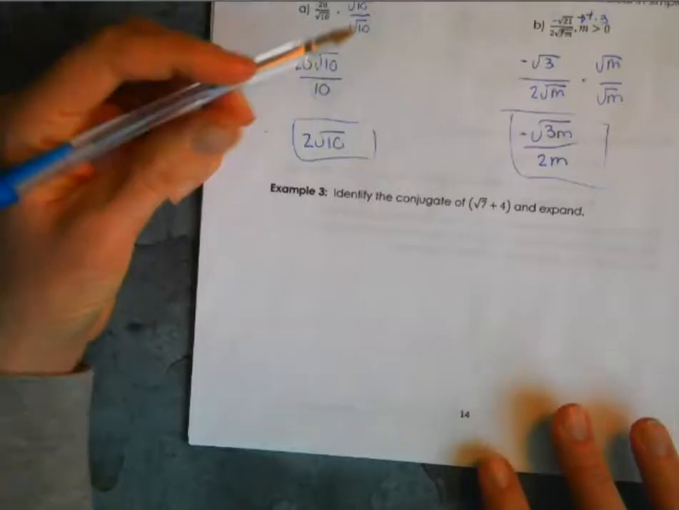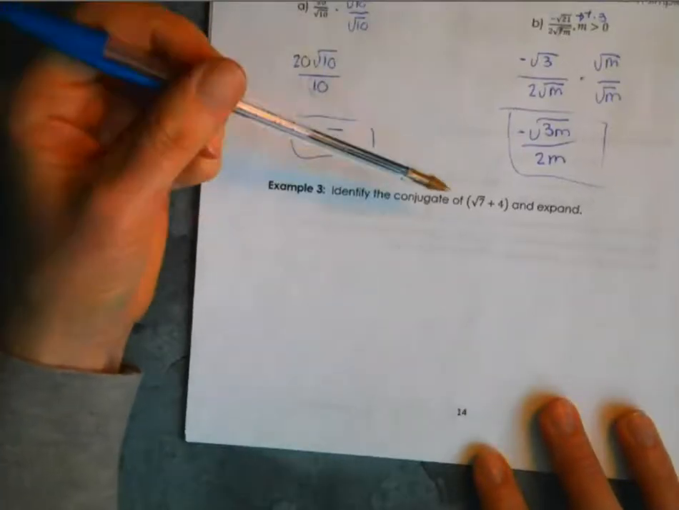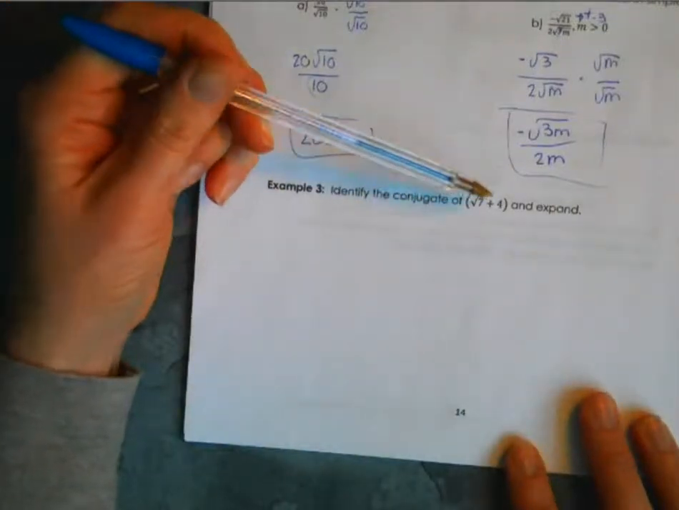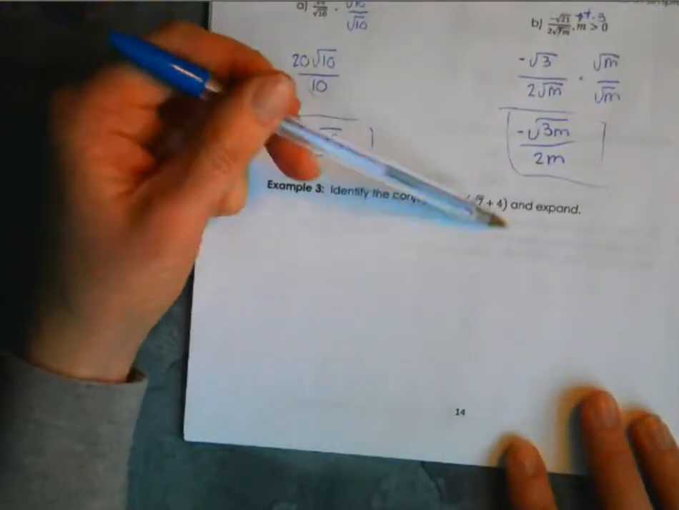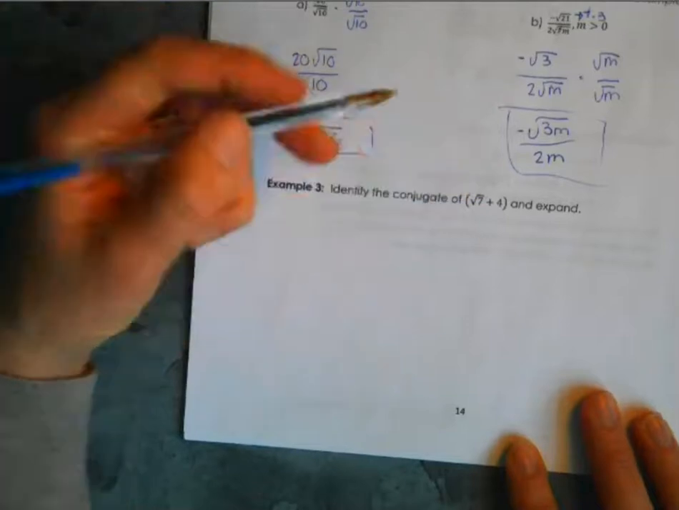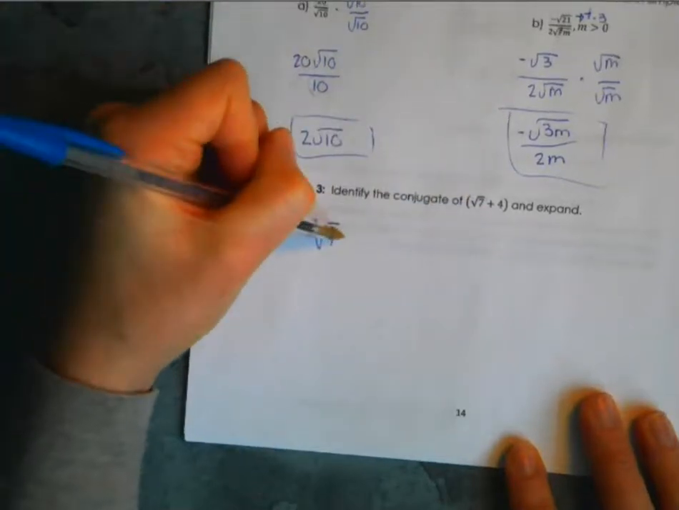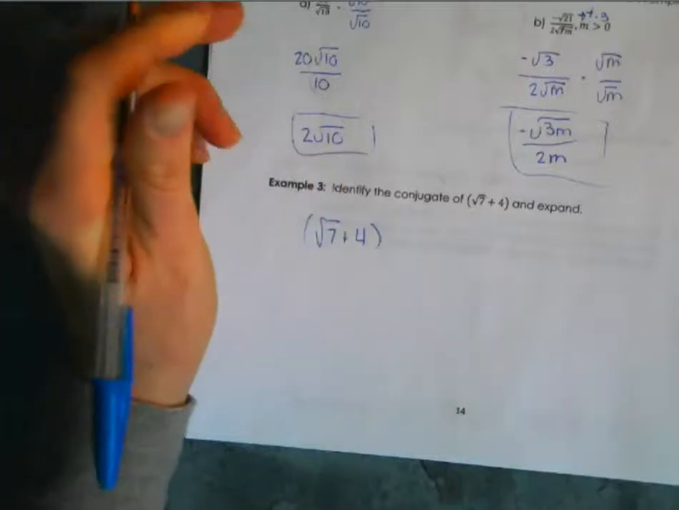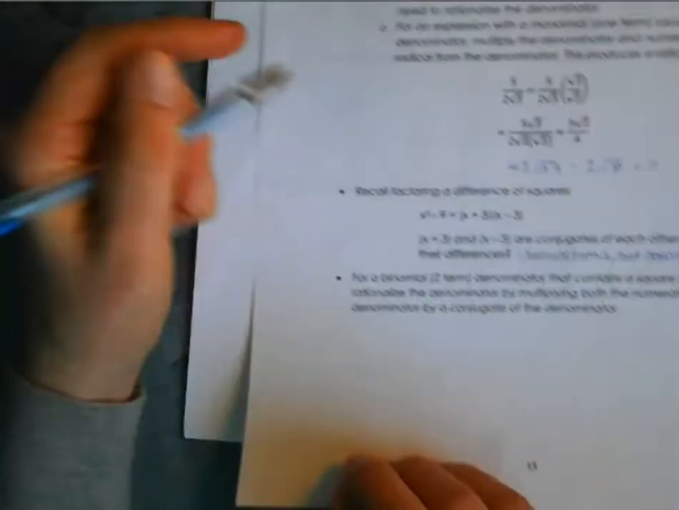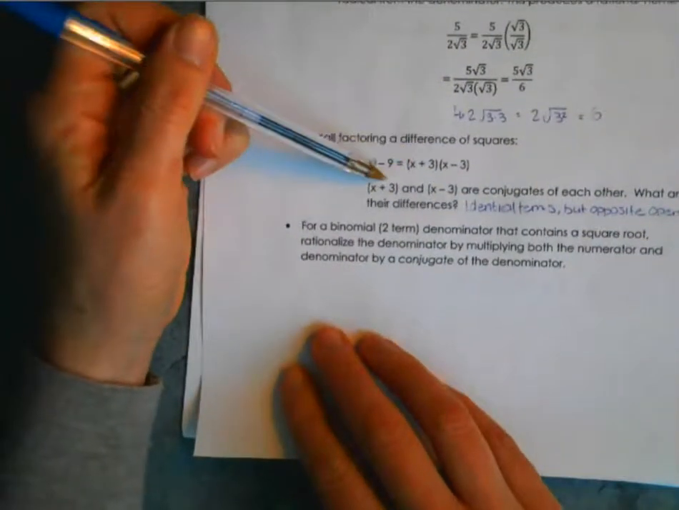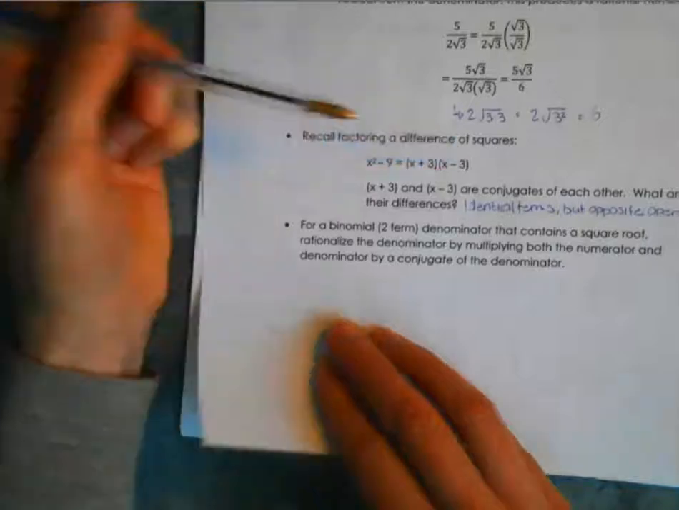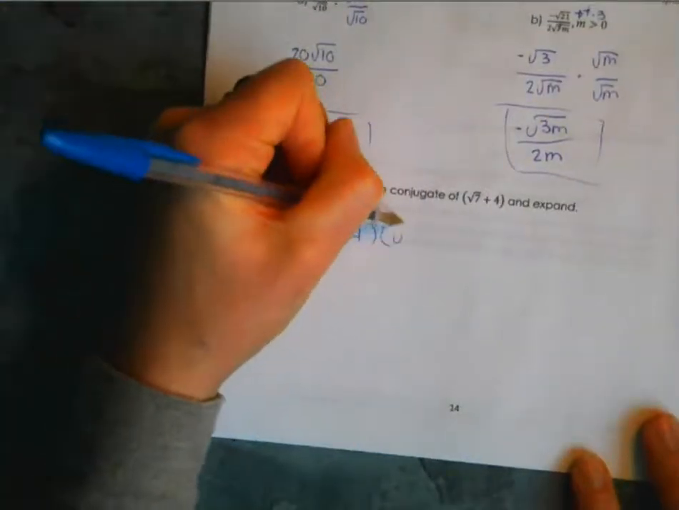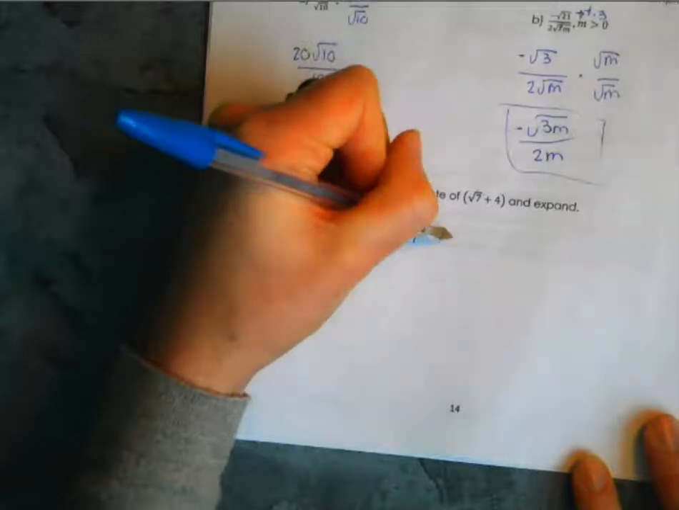Okay, so now we're going to look at that step that's a little bit more complicated that I talked about, which is looking at a conjugate. So let's first of all work on what is a conjugate. If we have root 7 plus 4, what would be our conjugate of that? So if you remember on our previous page, the conjugate of x plus 3 is x minus 3. So the conjugate of root 7 plus 4 is going to be root 7 minus 4.